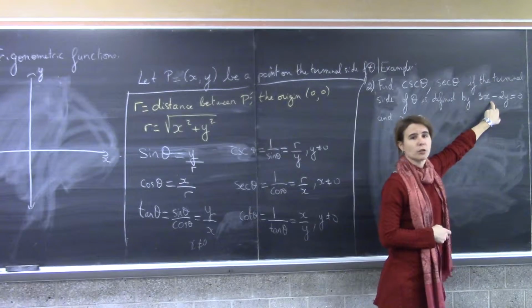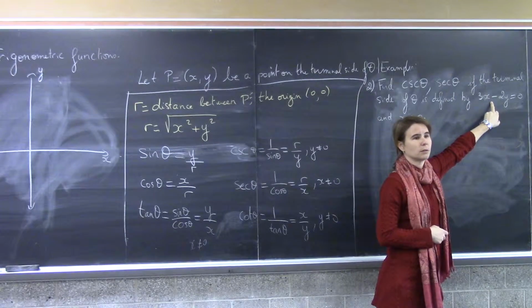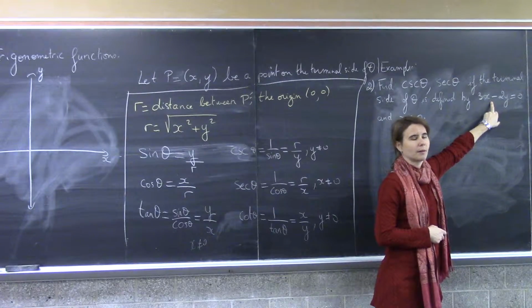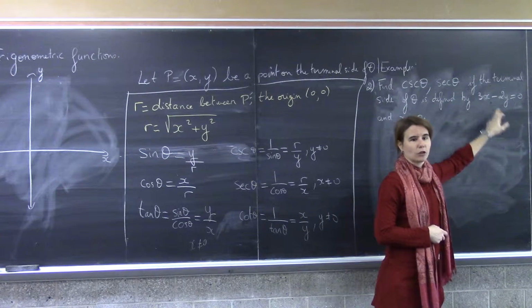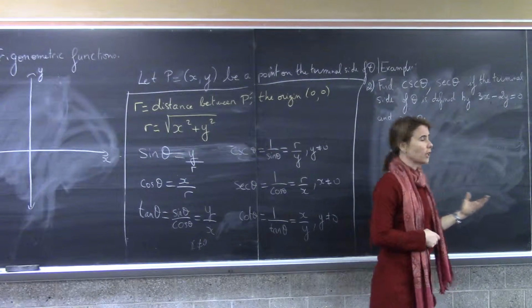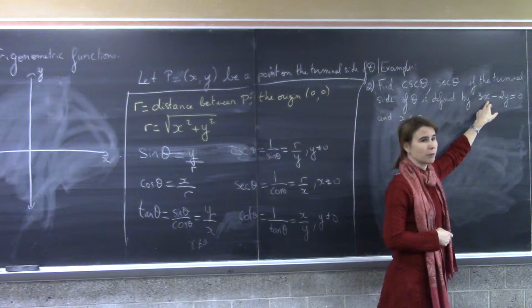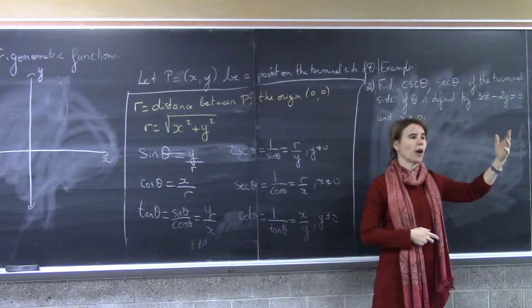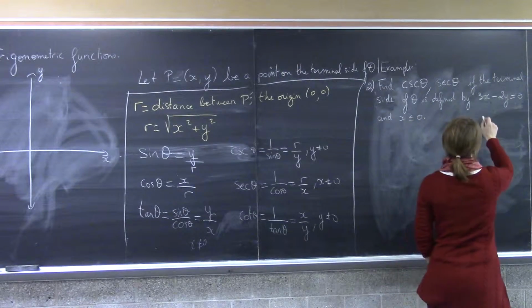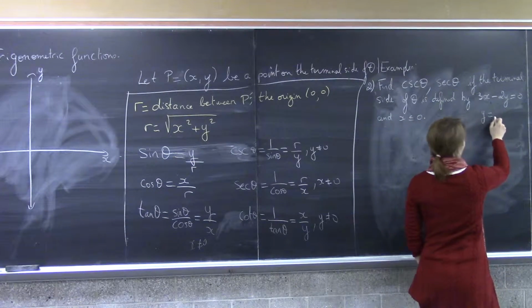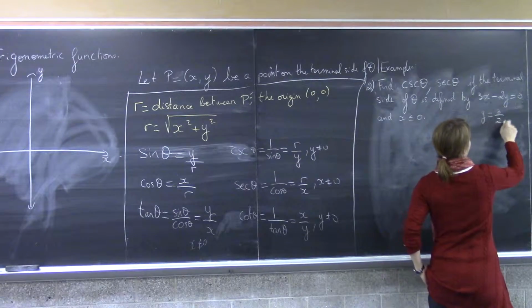What is that equation? 3x minus 2y equals 0. It's a line that goes through the origin. So the first thing we do is draw it. If we solve for the line in the form y equals mx plus b, you get negative 2y equals negative 3x, or in other words, y equals 3/2 x.